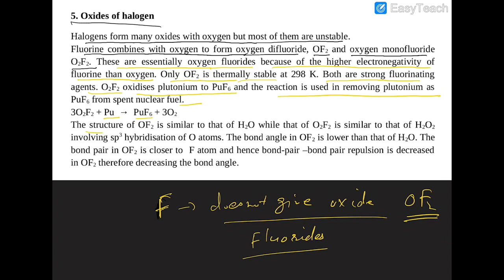The structure of OF2 is similar to that of H2O, while that of O2F2 is similar to that of H2O2. We have discussed that already in our study of group 16. In both cases, oxygen is sp3 hybridized. The bond angle in OF2 is lower than that of H2O because the bond pair of OF2 is closer to the fluorine atom, and hence bond pair repulsion is decreased in OF2. Therefore, the bond angle is a little bit less.